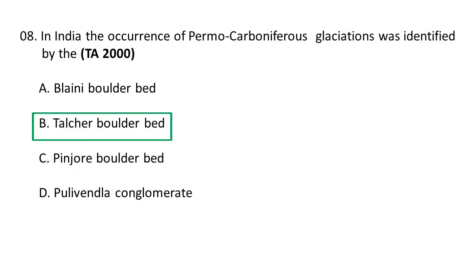Talcher boulder bed. The Talcher formation in India is the evidence of Permo-Carboniferous glaciation that occurred about 250 million years ago, and the Talcher formation is the lowest layer of the Gondwana successions in India, found at the base of all Gondwana basins. So the occurrence of Permo-Carboniferous glaciation was identified by the Talcher boulder bed. B is the correct option.